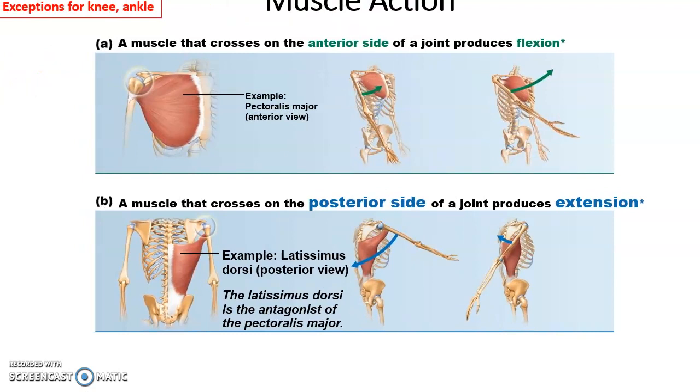The muscles can be found on the anterior side of joints, so biceps brachii on the anterior side of the humerus, and they often cause flexion. Flexion at the elbow, flexion at the shoulder, so pectoralis major will cause flexion at the shoulder, anterior side. Posterior side muscles tend to cause extensions. So again, latissimus dorsi, when it contracts, will cause extension at the shoulder joint. So flexion anterior, extension posterior. Exceptions for the knee and ankle, they're reversed.